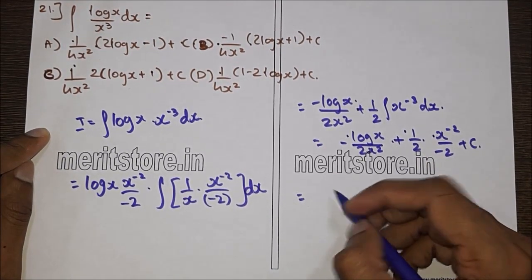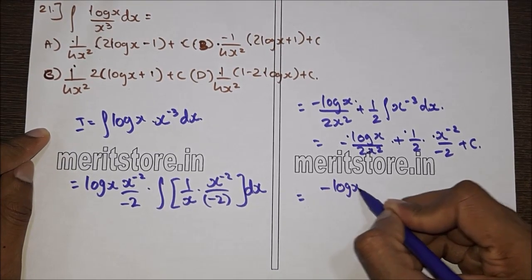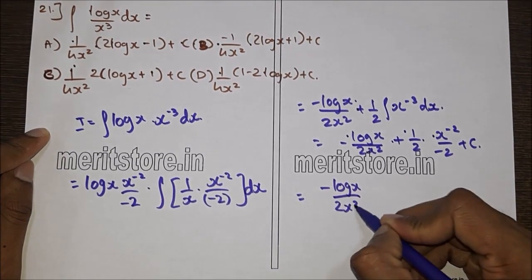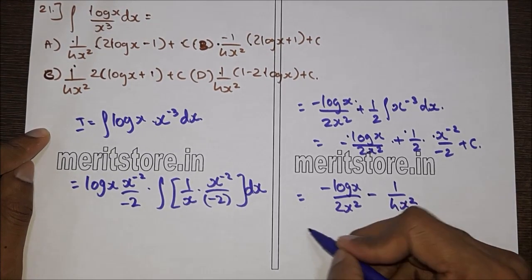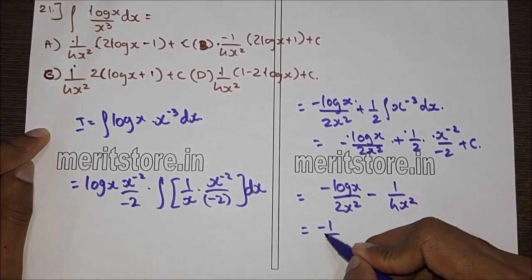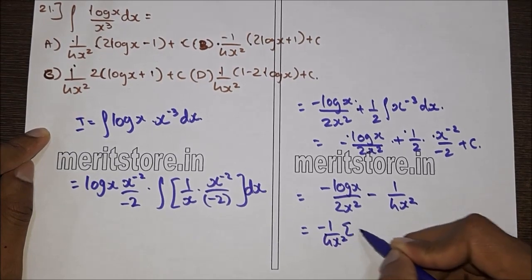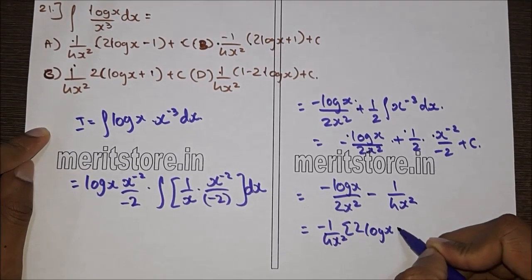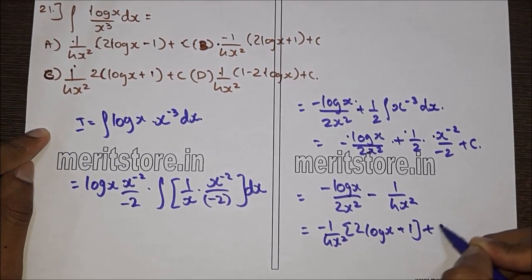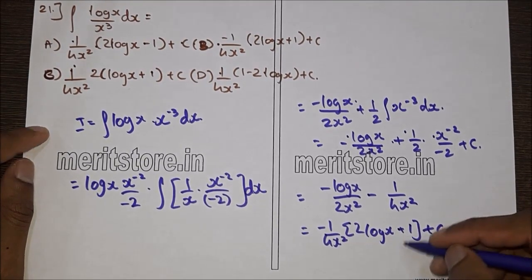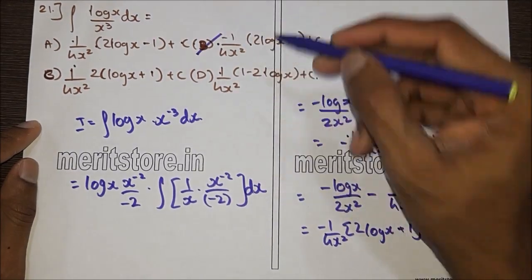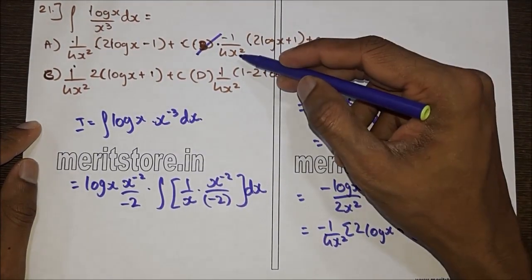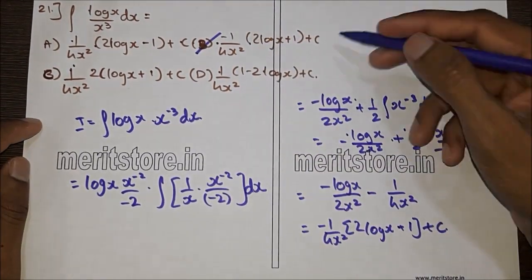Further solving, we get minus log x upon 2x square minus 1 by 4x square, which is equal to minus 1 by 4x square into 2 log x plus 1 plus c. Therefore, our answer matches with option B, that is minus 1 by 4x square into 2 log x plus 1 plus c.